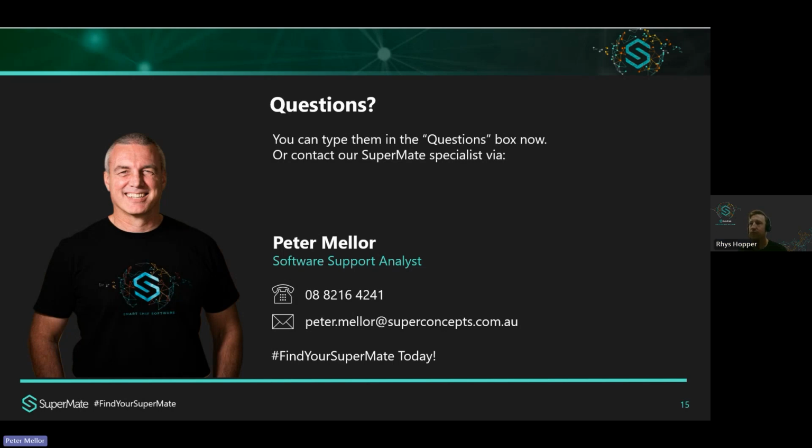Very good. The last question was, can we book a full demonstration? Absolutely. The best way to do that would be to send an email to success@supermate.com.au. Then the client success manager can get in contact with you to organise a demonstration. So that's the way to do that.